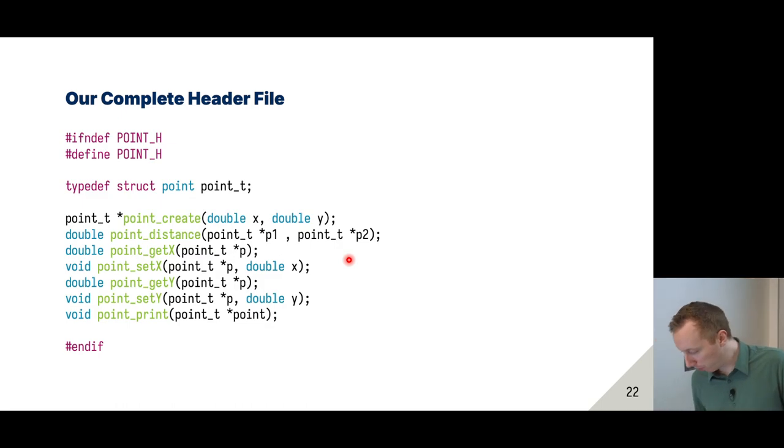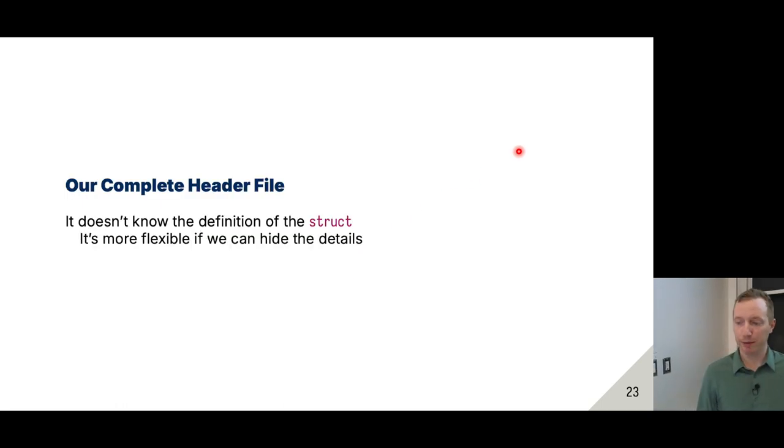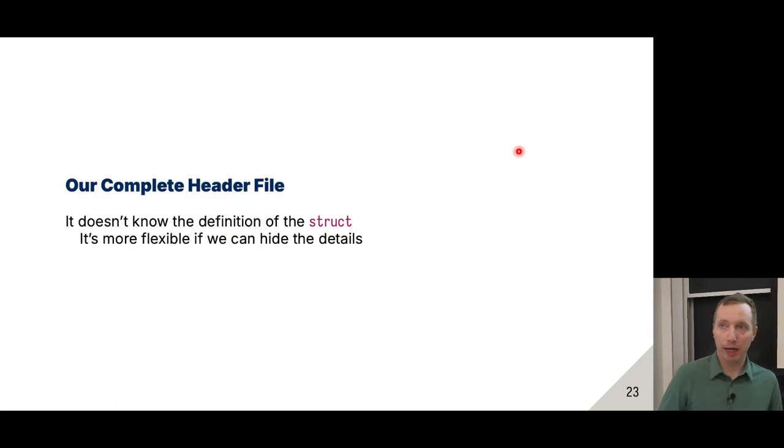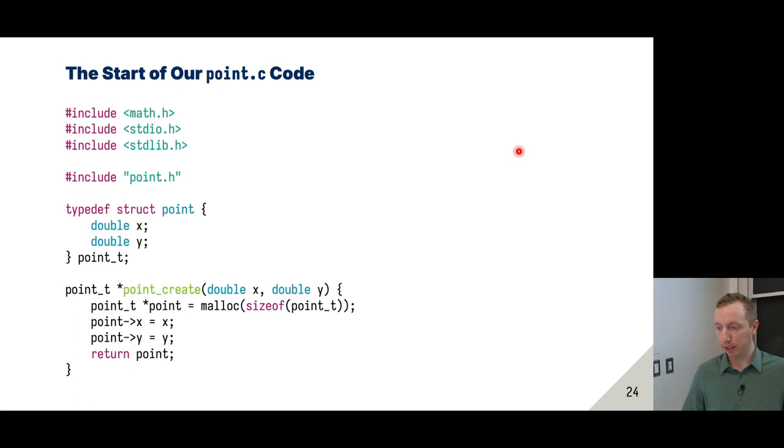So questions about that one? I just added some more functions so we can modify the fields if we want, or we could get their values. So that's our complete header file. Anyone that uses it doesn't know the definition of the struct, and it's more flexible, and we can hide the details. So the details would have to be in our separate file.